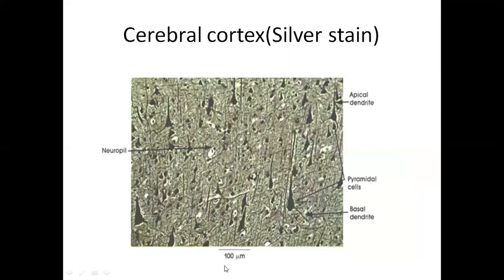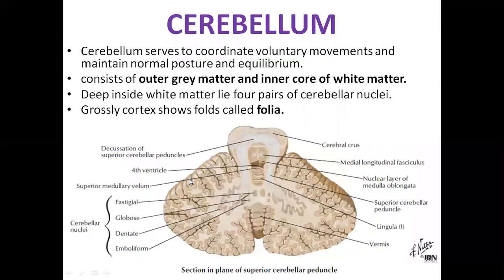You can also see this is one more silver stain picture, where you can differentiate layers better when you compare with the H&E slide. You can see the size of pyramidal cells here. Apical dendrites we can see. This is neurofilm. Once you are done with the cerebrum, we have to check the cerebellum slide.